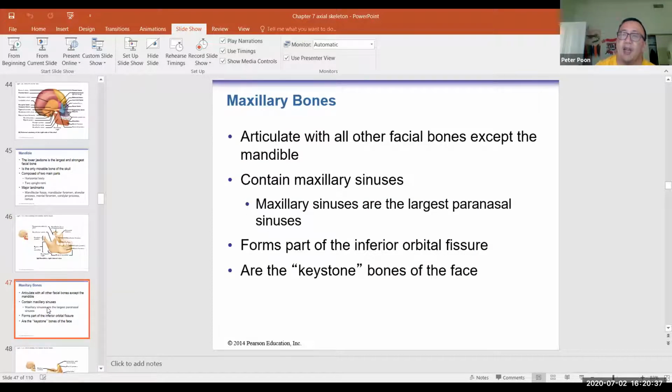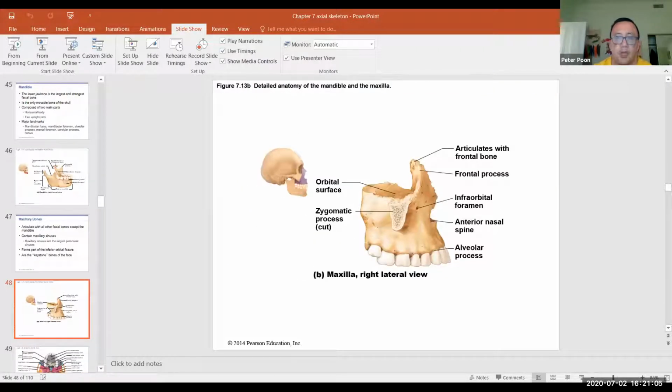Okay, the maxillary bones. The maxillary is the upper jaw. The maxillary bone is known as the keystone bone of the face because it attaches to every other bone of the face except one. That one is the mandible. Your upper and lower jaw don't actually touch each other. Your teeth touch each other. The jaws don't.